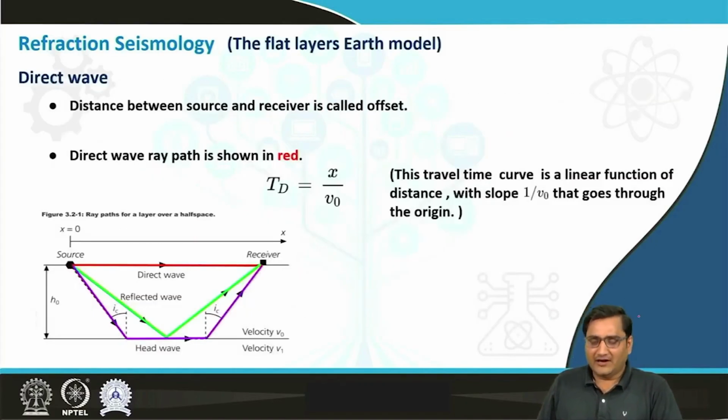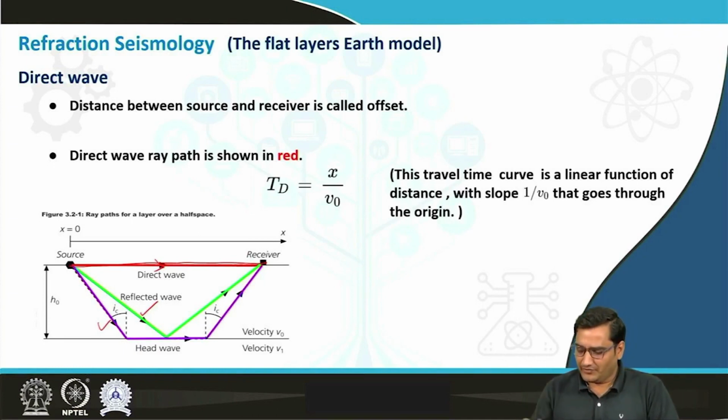Now there are three kinds of waves that we just talked about. One is the direct wave, another one is the reflected wave, and the third one is the head wave. So first let's talk about the direct wave. The direct wave is the wave which is directly traveling from the source to the receiver along the surface. And the offset between source and receiver is basically the distance between the source and the receiver.